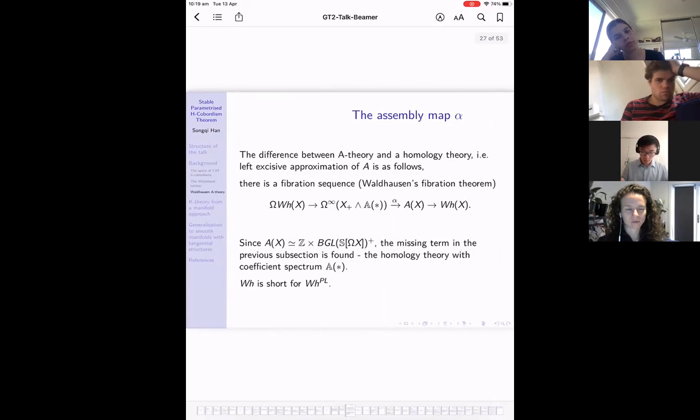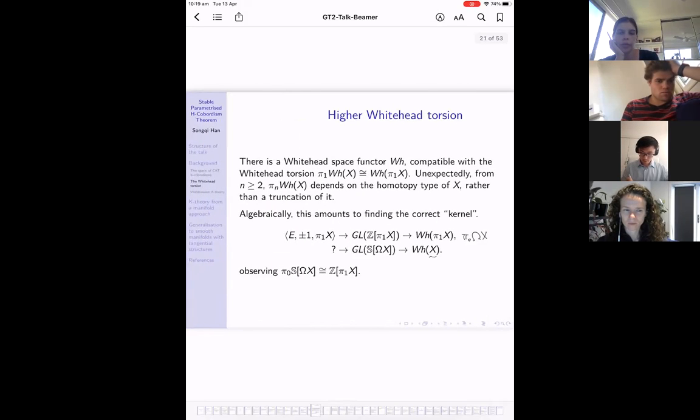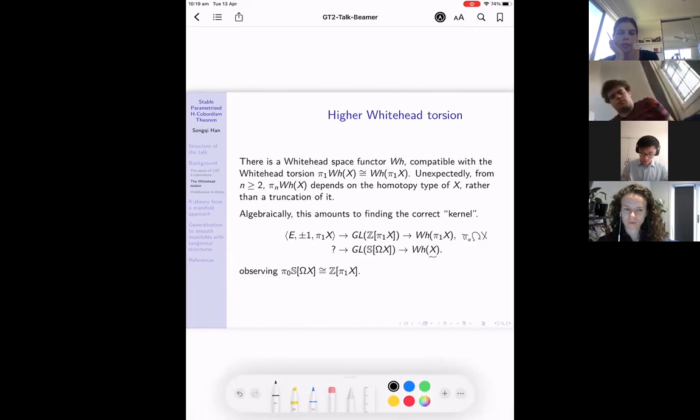So now we have the answer for our previous question. We have the missing term because Waldhausen computed that AX is homotopy equivalent to Z times BGL S loop X plus. If you remember previously, the missing term, if we add plus there, E is modded out because we take the plus construction.